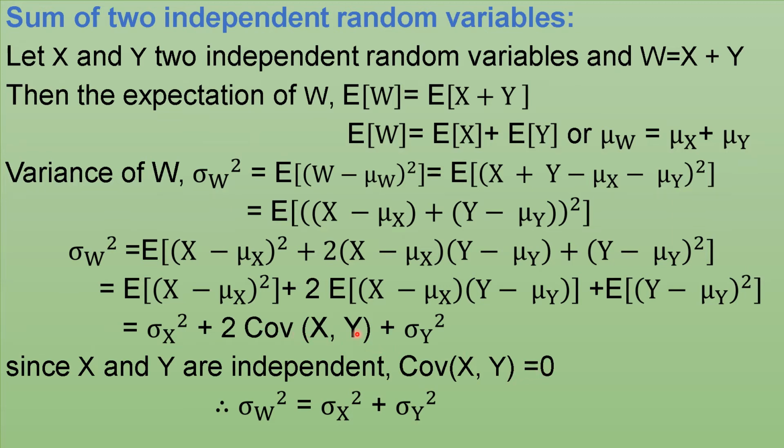So putting the covariance of x and y as 0, we get the variance of the sum, sigma w square, as equal to sigma x square plus sigma y square. So whenever you take the sum w of two random variables x and y, the mean of the sum, the expectation of the sum, will be the sum of the expectations. The mean of the sum w will be the sum of the means, mu x plus mu y. Similarly, the variance of the sum w will be the sum of the variances. Sigma w square will be sigma x square plus sigma y square.